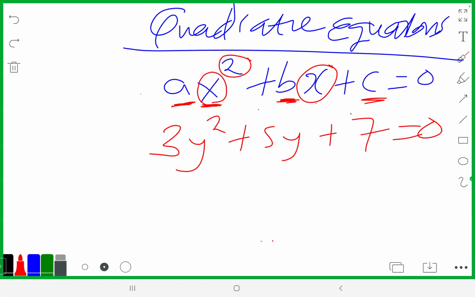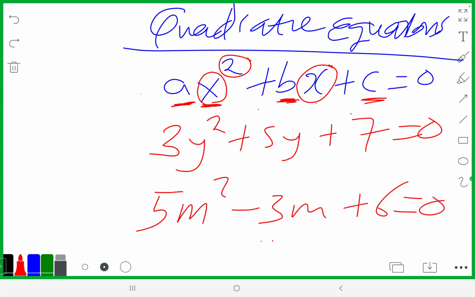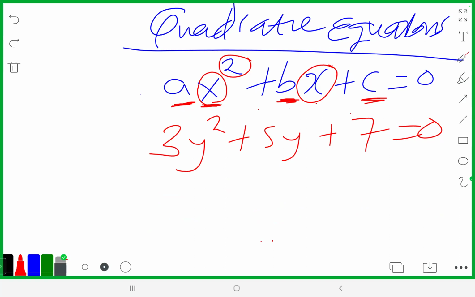So never be confused. They can put any letter, maybe write 5m squared minus, let's say, 3m plus 6 is equal to 0. This is still a quadratic equation as long as the letter is raised to the power 2. Okay, that is a quadratic equation.